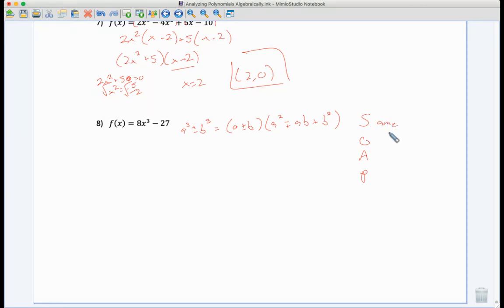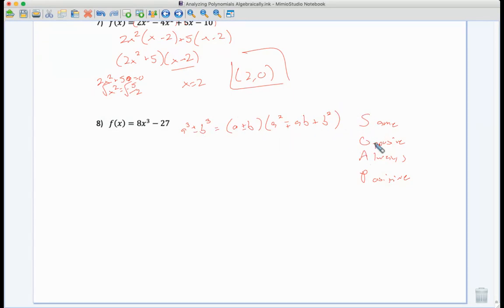So it stands for same, opposite, always positive. So let's pretend it's a cubed plus b cubed. You'll notice that in the first set of parentheses, a plus b, the sign is the same. We've got plus here and a plus here. Similarly, if it was a cubed minus b cubed, I would have a minus b. That's where the S comes from.